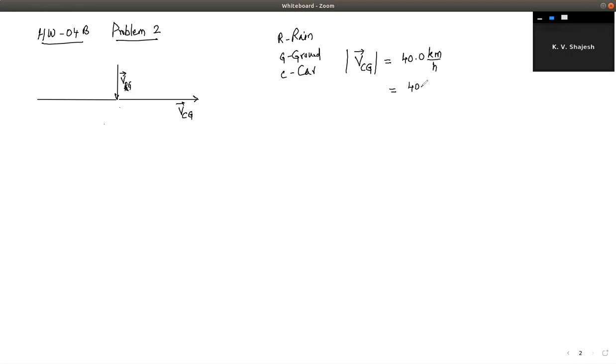That's 40 into 1000 meters divided by 60 minutes times 60 seconds, which is 40,000 divided by 3600, and that's 11.1 to 3 digits in meters per second. The traces of the rain on the side of the windows make an angle of 76 degrees with the vertical.